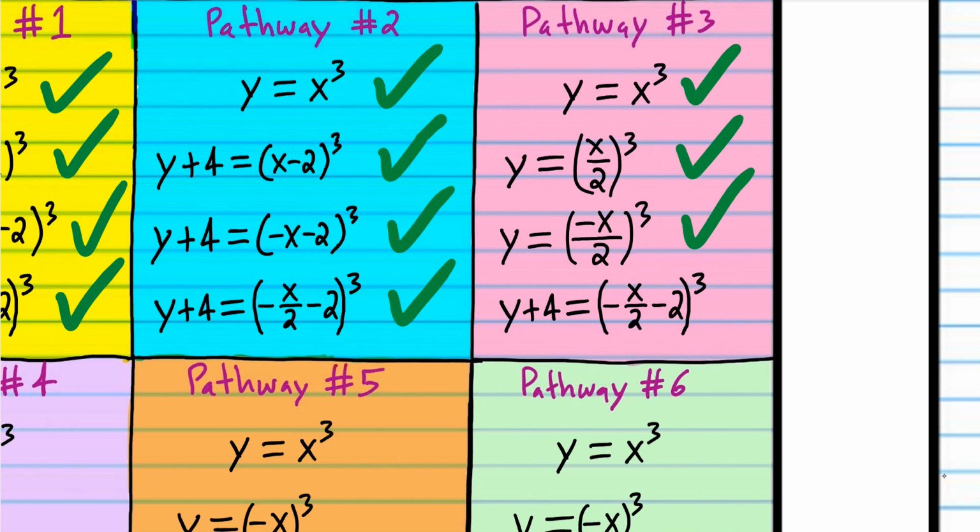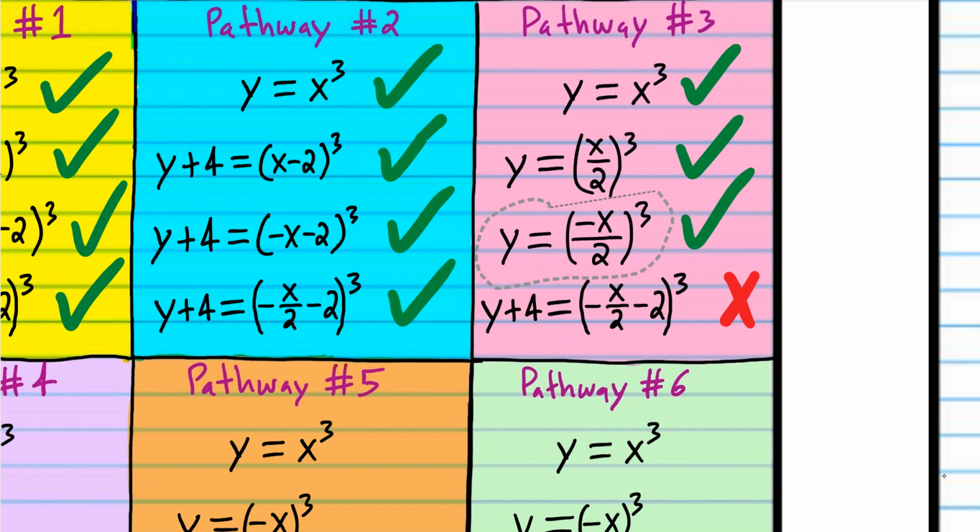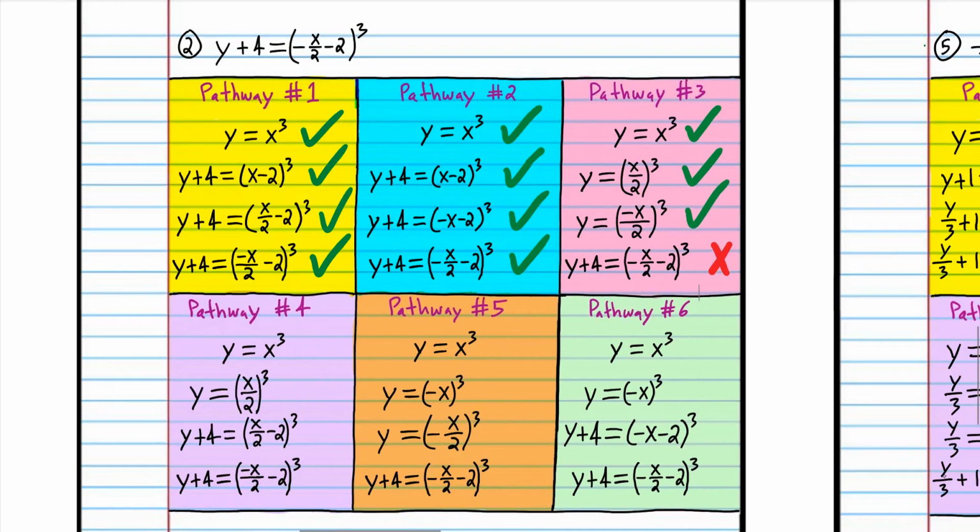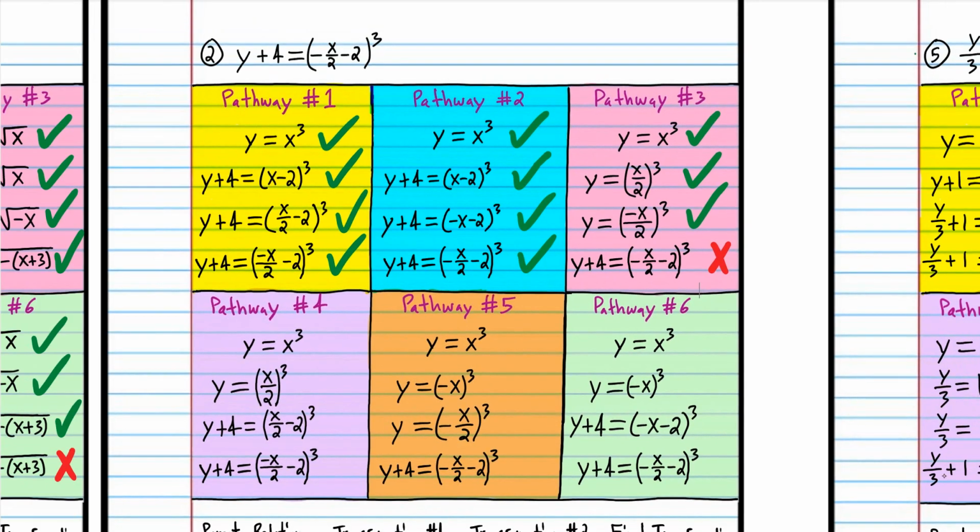We're subtracting 2 from negative x over 2. The transformation properties don't tell us what to do in that situation. Now again, we can modify the expression so that we can figure out how to transform the graph, but we don't want to do that. We want to make things as simple as possible. So we're not going to use pathway number 3.